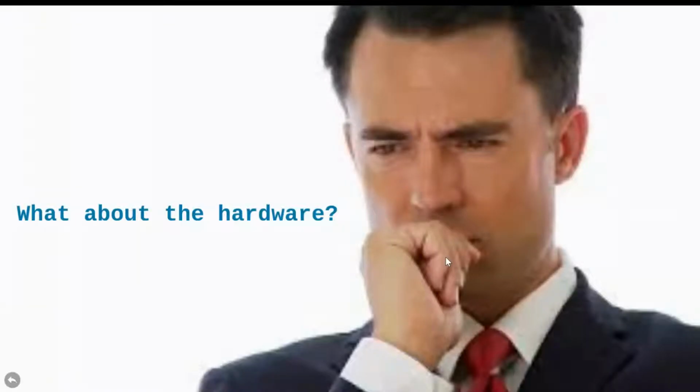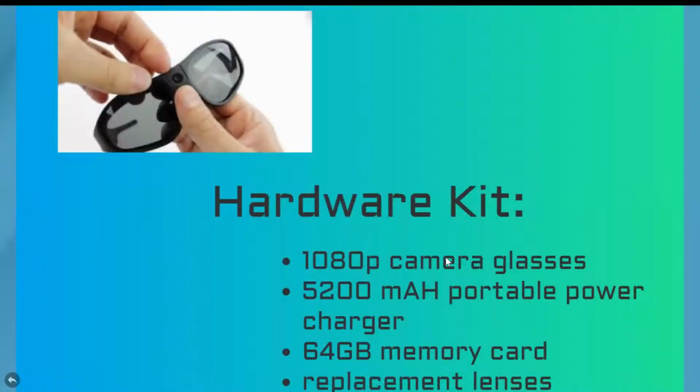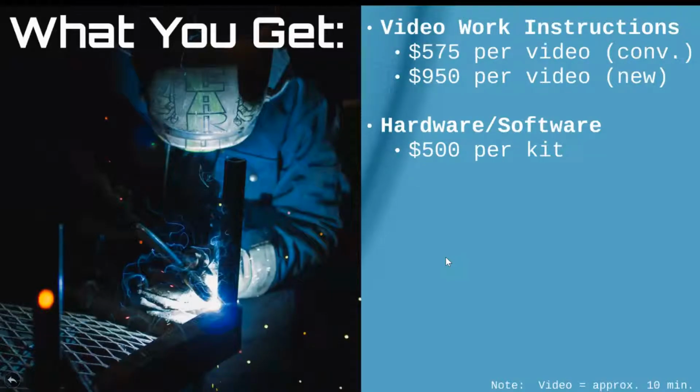And now you're asking about the hardware. Well, the hardware comes as a kit. We send you the glasses themselves with some accessories to make it a little bit more flexible for you on the production floor. For instance, the glasses only have about a 2-hour battery life, but with the portable power charger, you could essentially record all day if you needed to. The hardware comes out to be about $500 per kit. That is also inclusive of the software that we use to transfer the information from your facilities to ours.